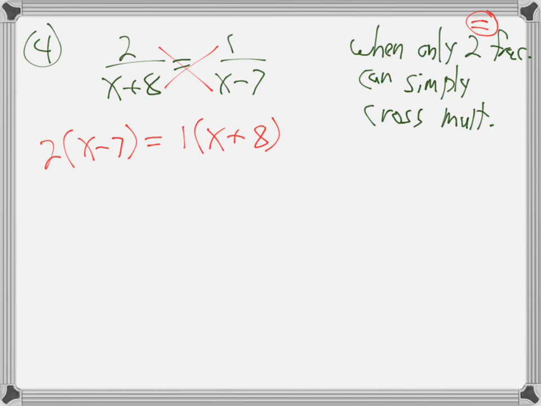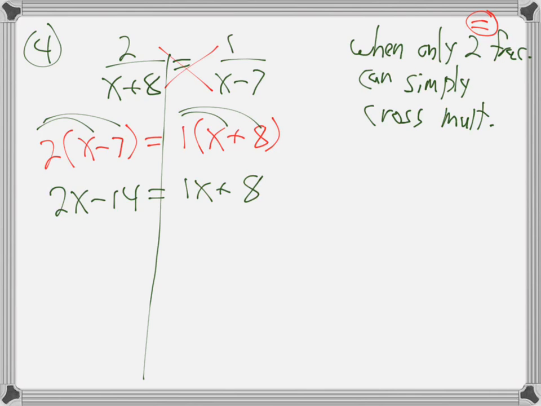Good so far. And now, just go ahead and distribute. Like that and like that. So I get 2x minus 14, 1x plus 8. Okay, and what do we do? Are you good to here?